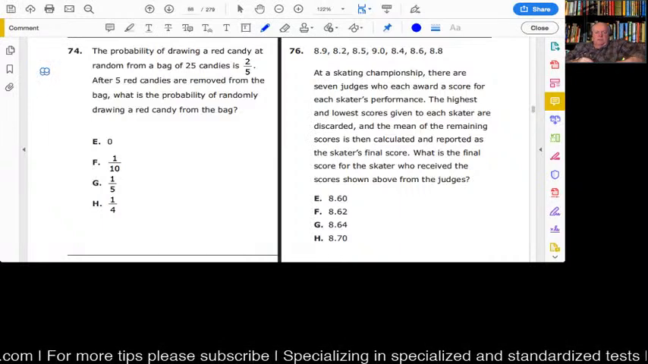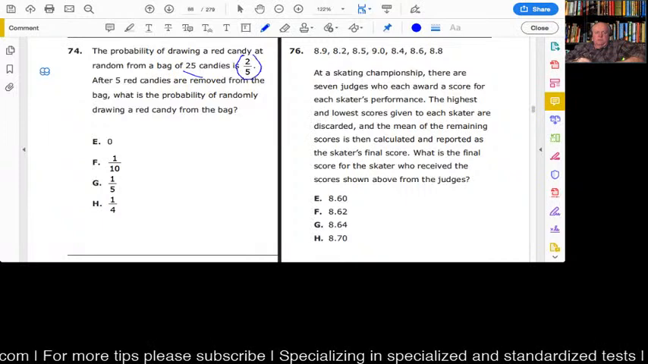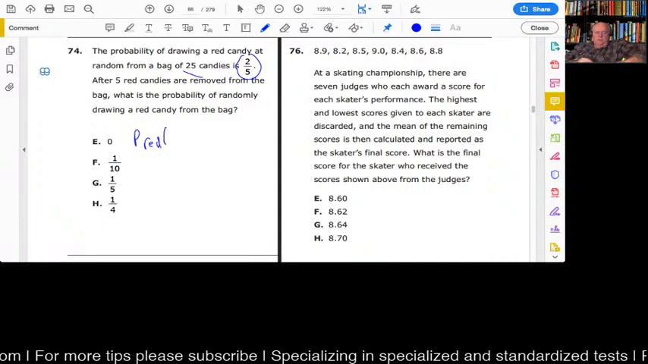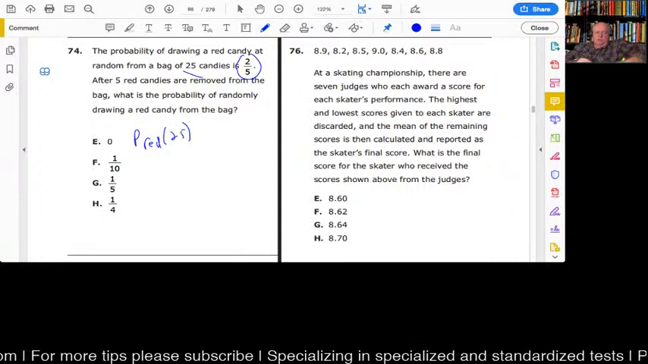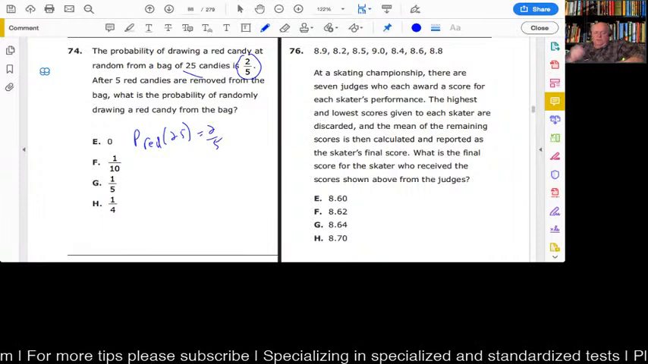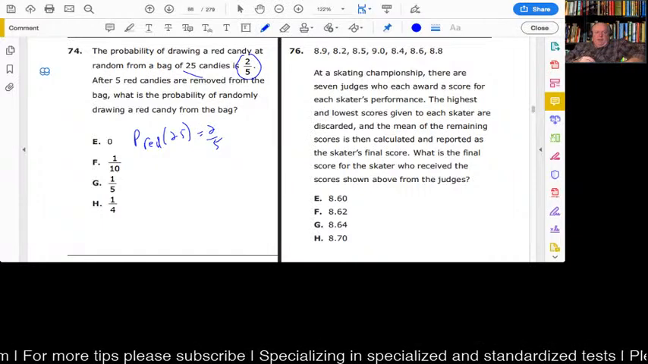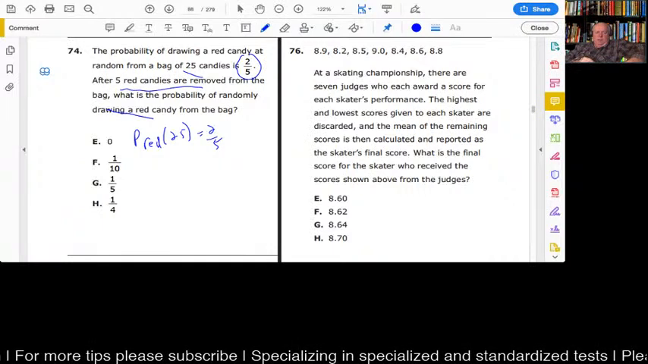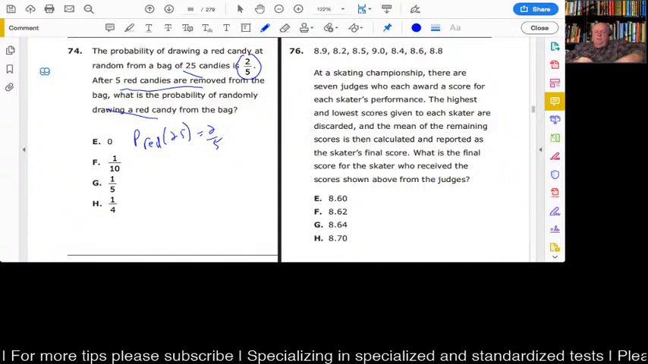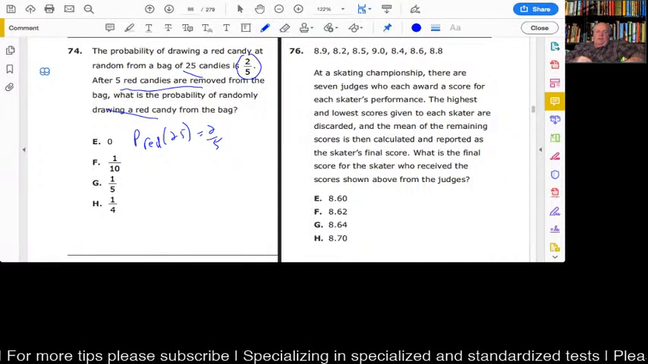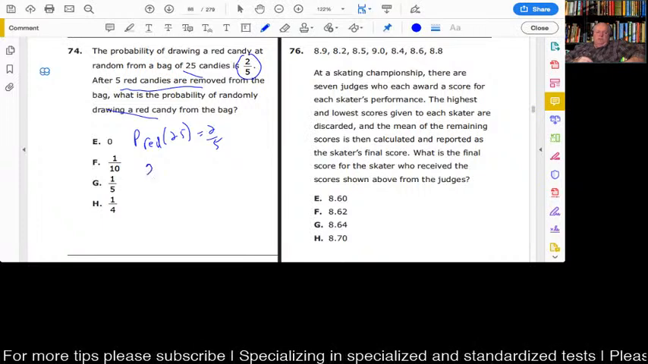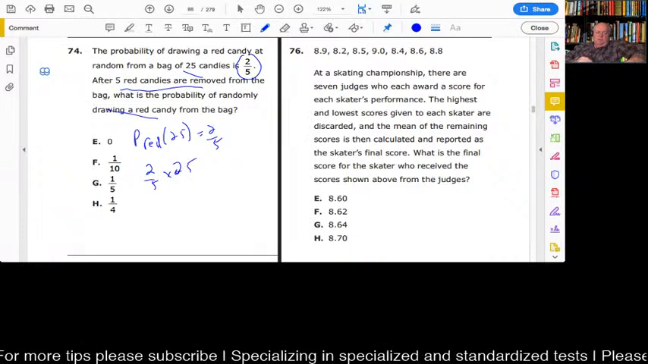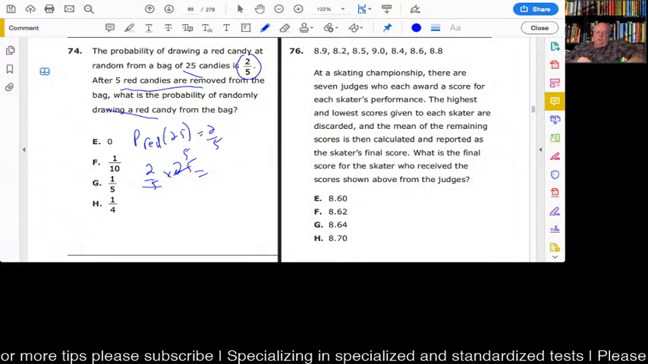All right, so the probability of drawing a red candy at random from a bag of 25 candies is 2/5. So the probability of a red, basically from a pool of 25, is 2/5. Okay, so after 5 candies are removed, what is the probability of drawing a red candy? So what we kind of need to do is figure out how many out of the 25 is red in the first place. So that's just going to be 2/5 of 25. Of 25 means multiplication. So 5 goes into there 5 times, and we end up with 10.